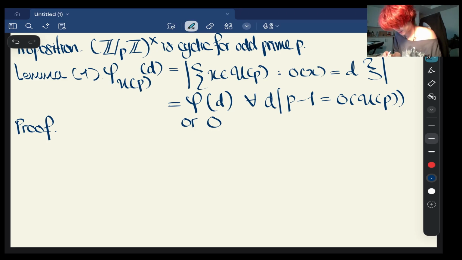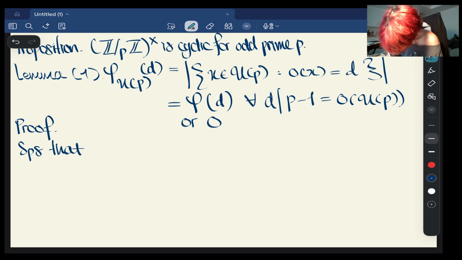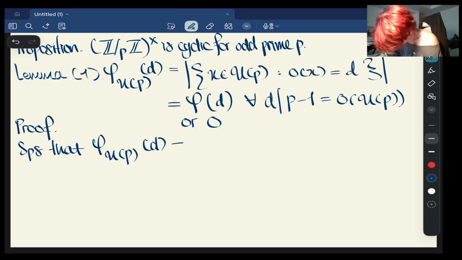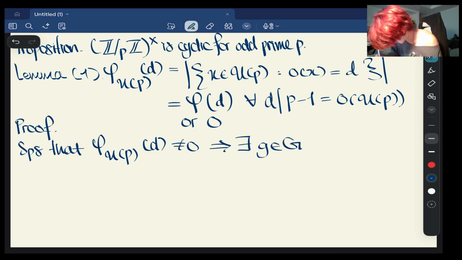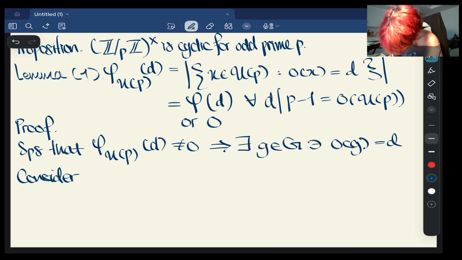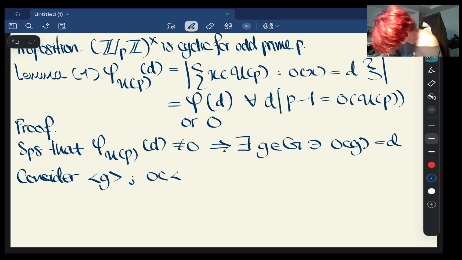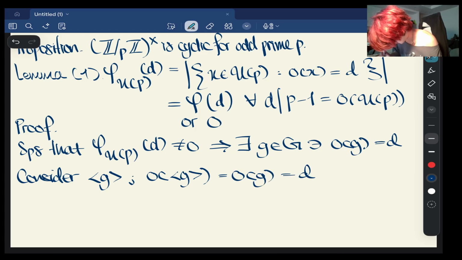So it's equal to the Euler function of d, or it's equal to 0. So first let's just suppose that this thing is non-zero, which means there exists some g in G such that the order of g is equal to d. So consider now the cyclic group generated by g. This thing is equal to this thing, which is equal to this thing.